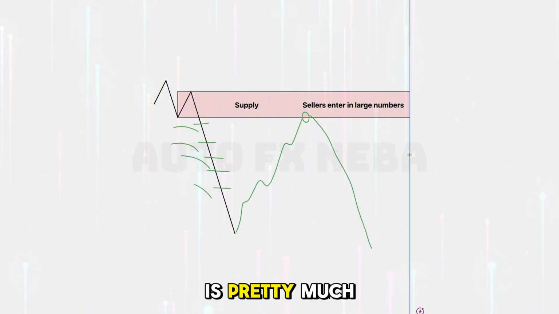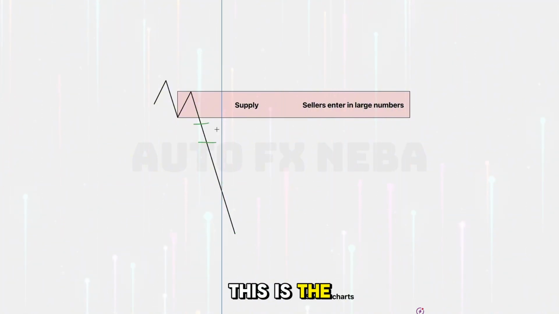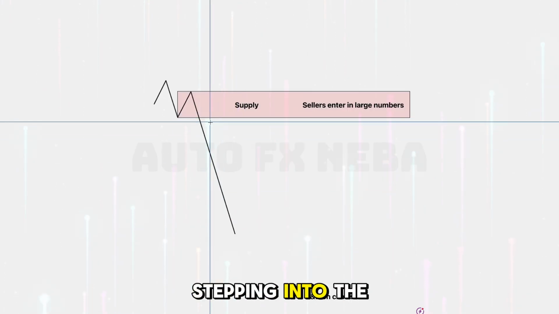So a supply zone is pretty much just the opposite of a demand zone. This is the selling version where supply is stepping into the market in force.